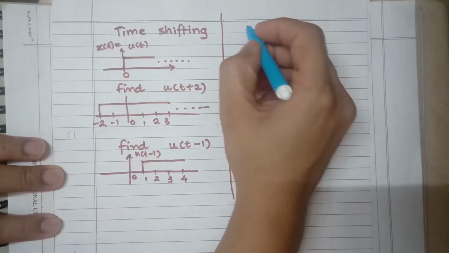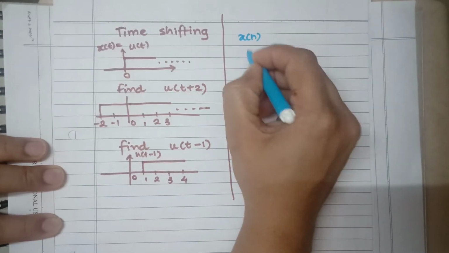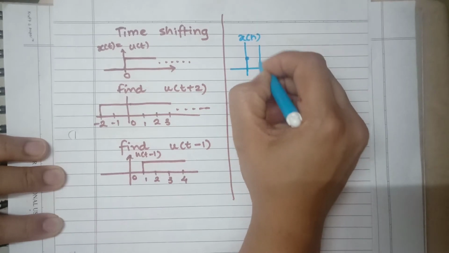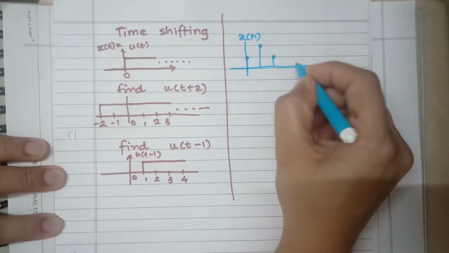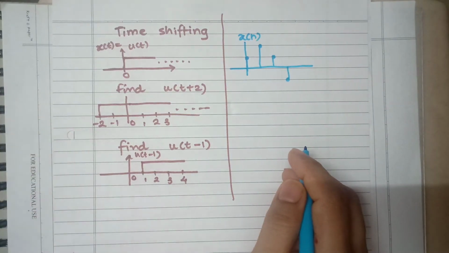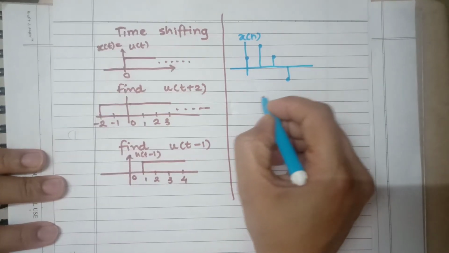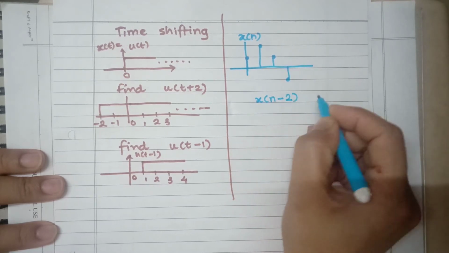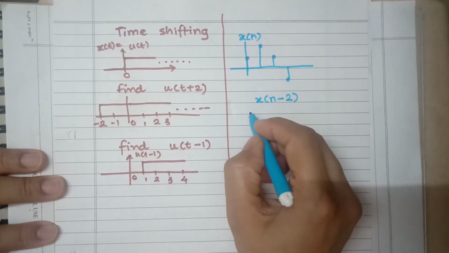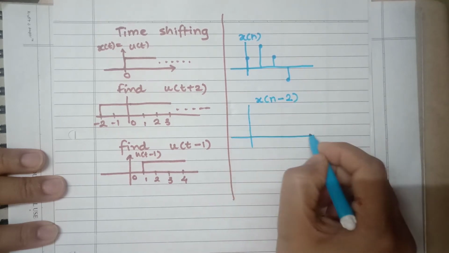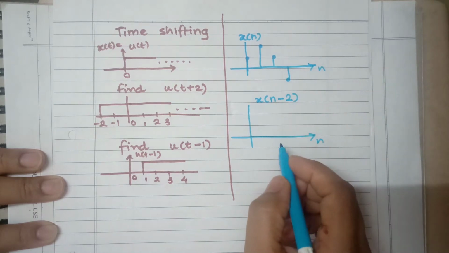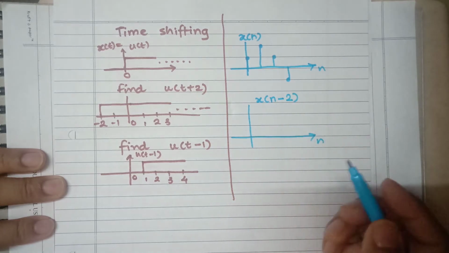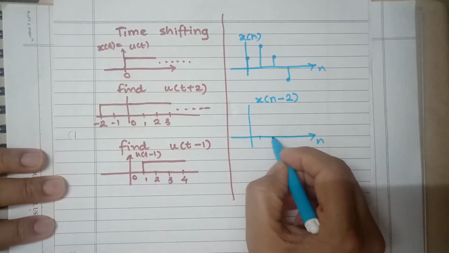In discrete time, x of n is a signal like this. Suppose it is 1, 2, 1, minus 1. We want to find x of n minus 2. So we draw the same axis. Here it is n shifted by 2. Because of the minus sign, the signal is delayed by 2 units.